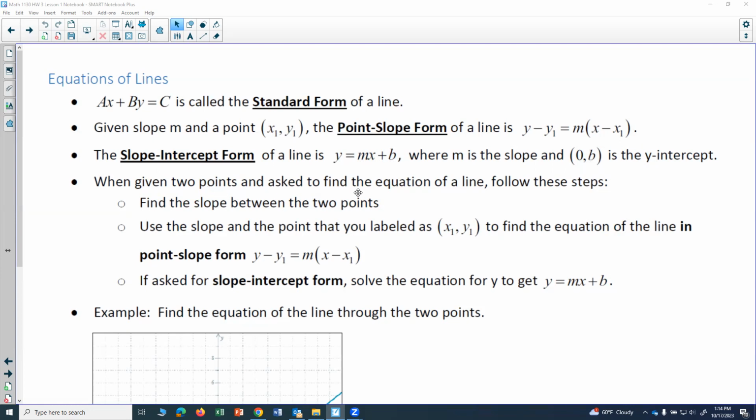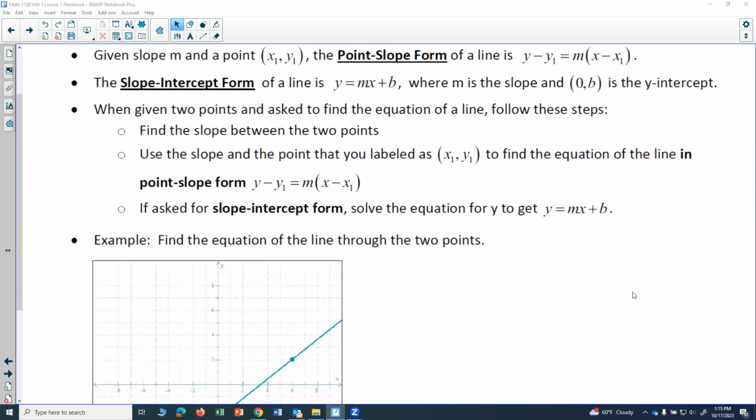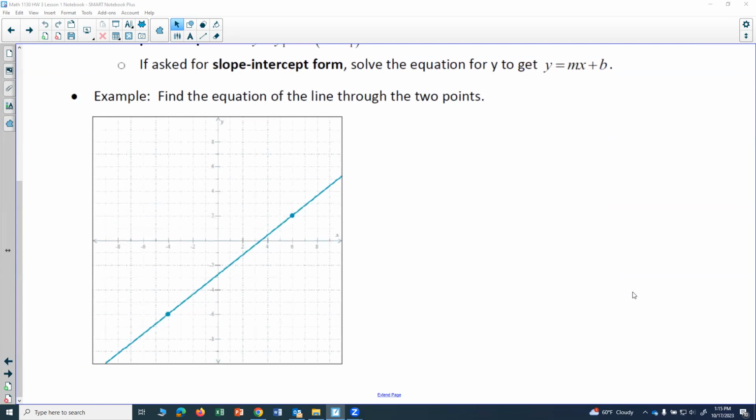When you're given 2 points and asked to find the equation of a line, follow these steps. First, find the slope between the 2 points. Then, use the slope and the point that you labeled as (x1, y1) to find the equation of the line in point-slope form, which is y minus y1 equals m times (x minus x1). If you're asked for the slope-intercept form, solve the equation for y to get y equals mx plus b. So those are your 3 forms of a line, and we're going to look at finding the equation of a line through 2 given points.